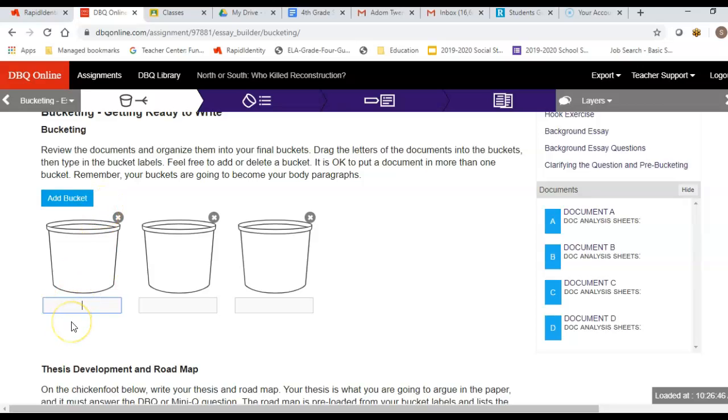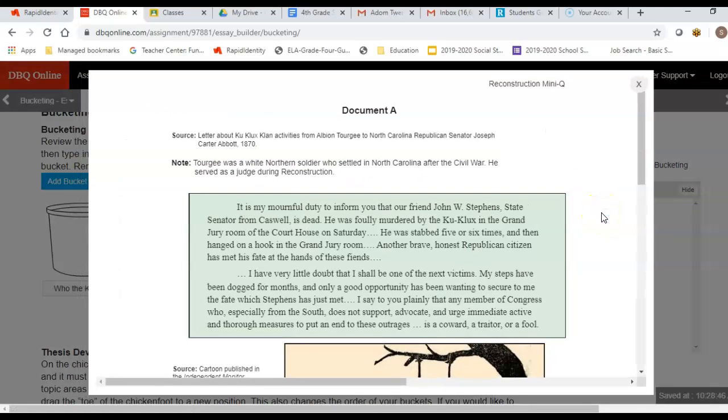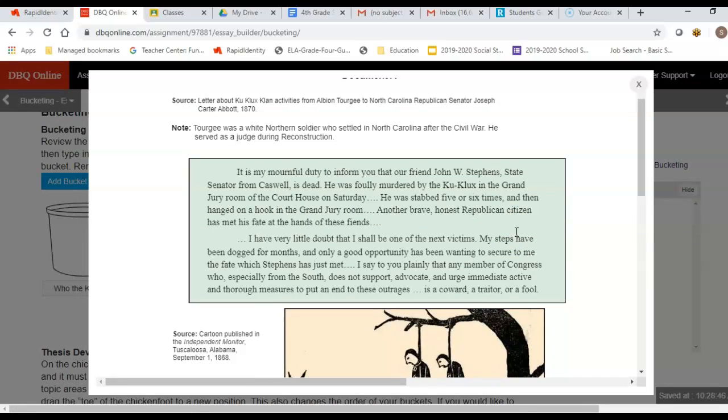I'm going to talk about who the KKK is. That's going to be my first paragraph. I'm going to talk about who they are, what they do, and what they're for. Okay? So I need to find a document that explains who the KKK is. So let me look at document A again. If you click on it, it picks it back up.